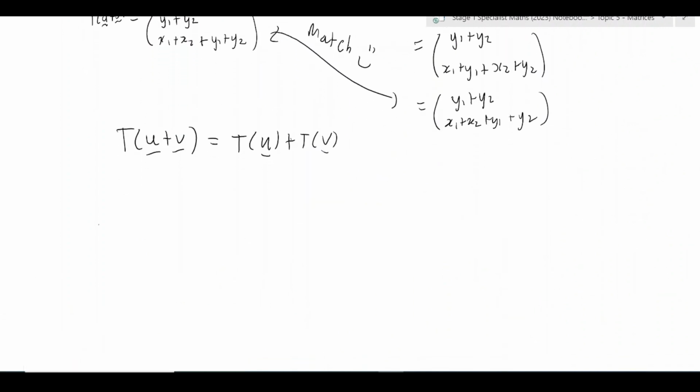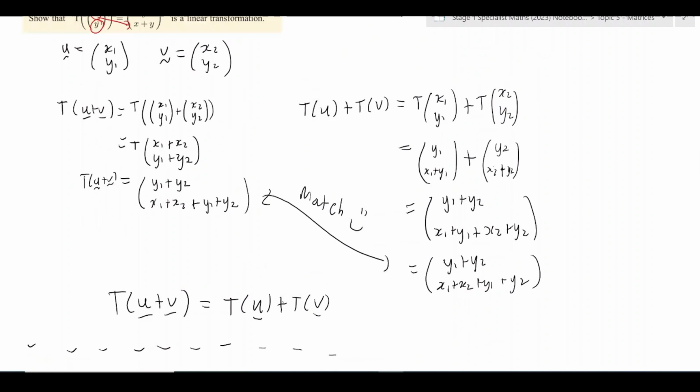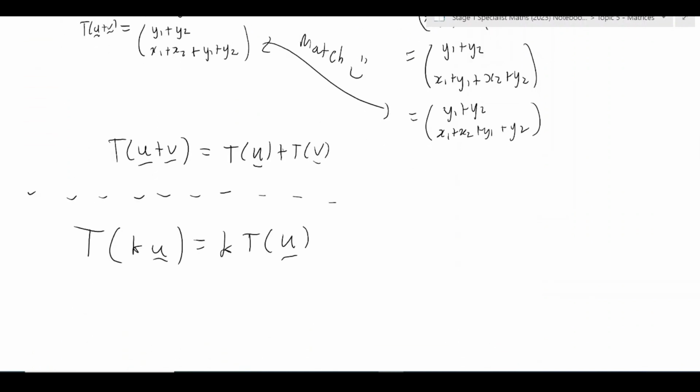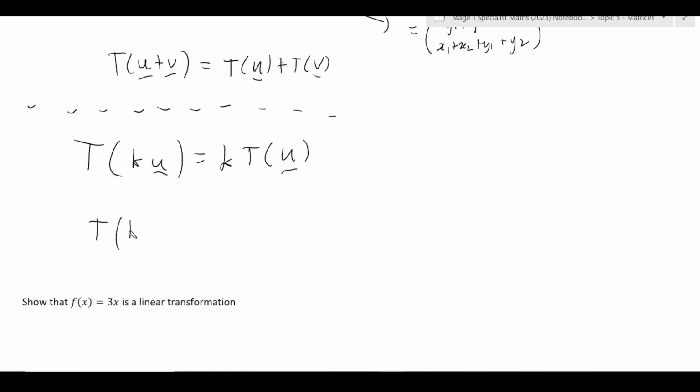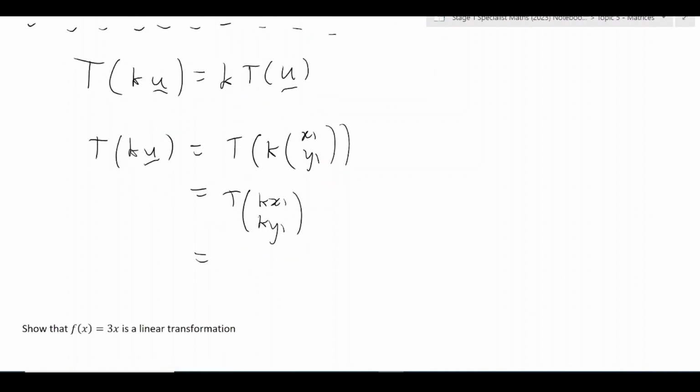The next thing that we need to do is show that T of k times u is the same as k times T of u. We need to make sure that works as well. So let's check it. We're going to keep u as our same vector from before, that's x1, y1. We'll just keep k as k. So T of ku is going to be T of k times x1, y1, which is T of kx1, ky1, which is, let's see, what does T do?